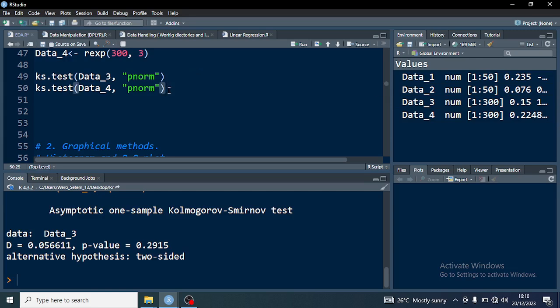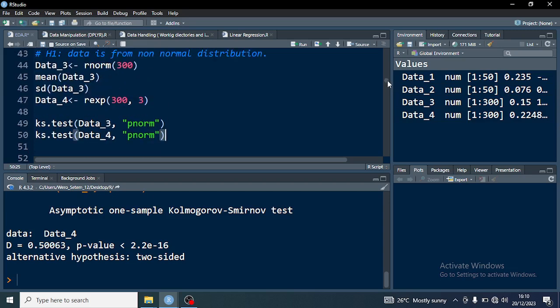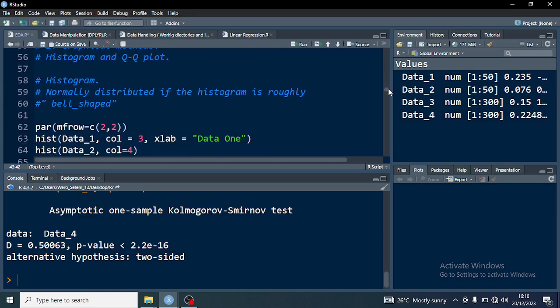In this case, the test on data_4, and our p-value is 2.2 times 10 raised to power negative 6. It's very small, so that means we reject the null hypothesis. So if we reject the null hypothesis, that means we accept the alternative. We reject H naught and conclude that the data set does not follow a normal distribution.